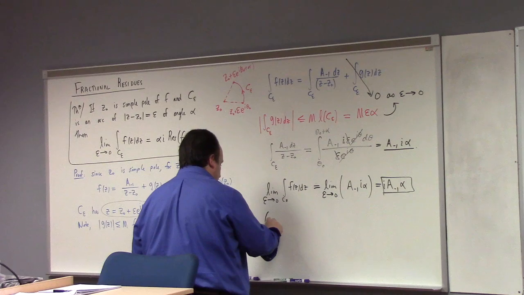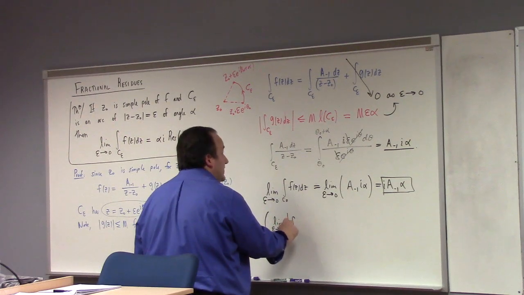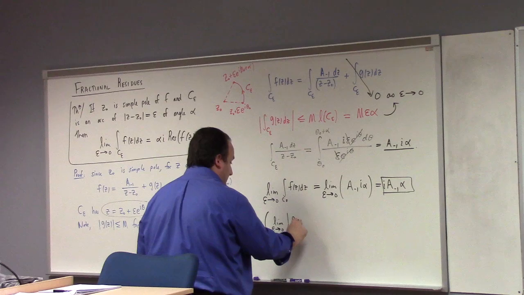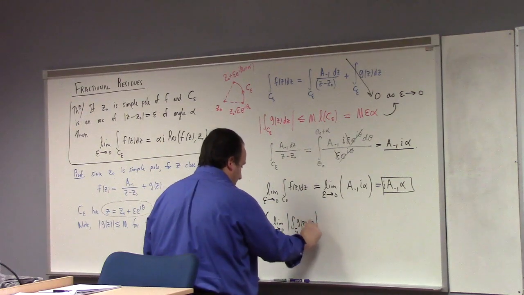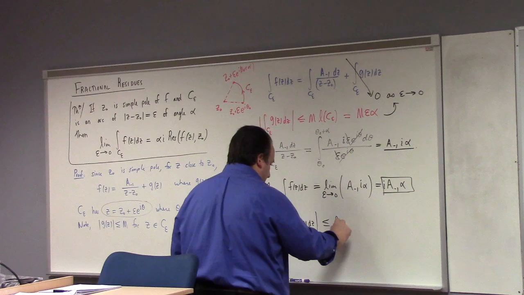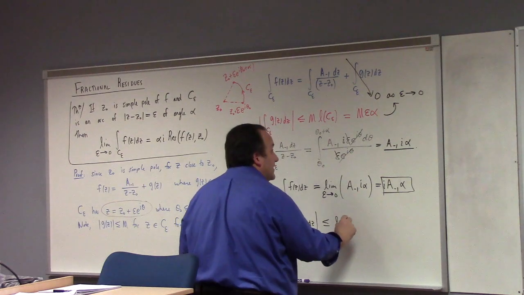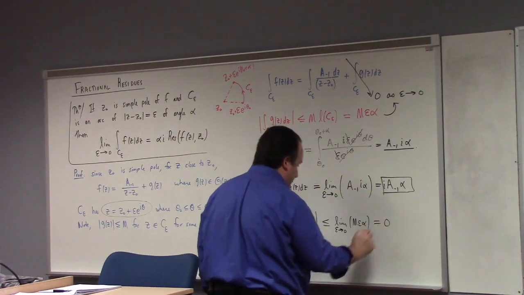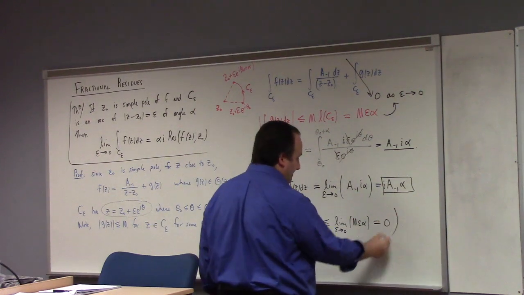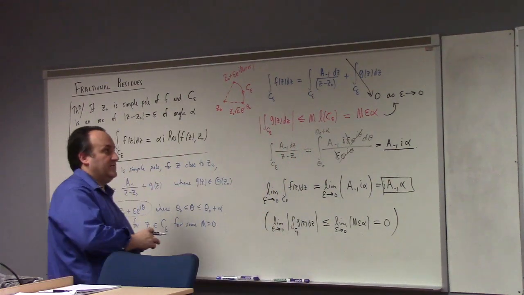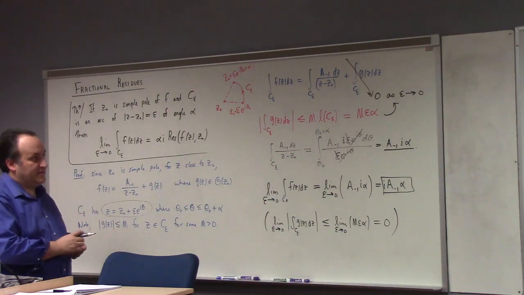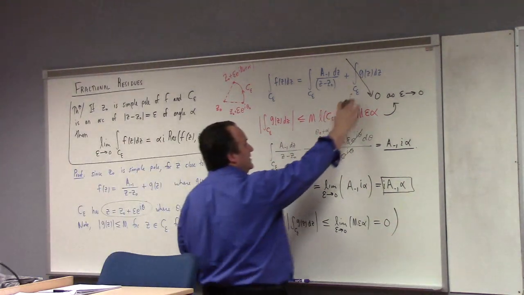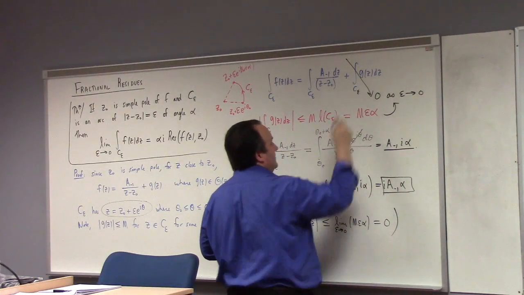Notice that the limit as epsilon goes to 0 of the absolute value of the integral over C epsilon of g(z) dz is less than or equal to the limit as epsilon goes to 0 of M epsilon alpha, but that is equal to 0. Which then proves that the integral over the holomorphic part of it just goes to 0. So there you go. This is the fractional residue theorem.